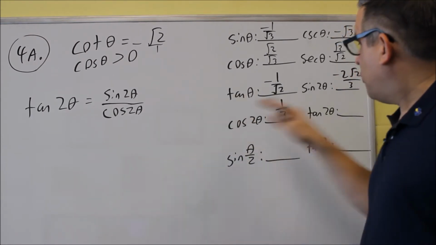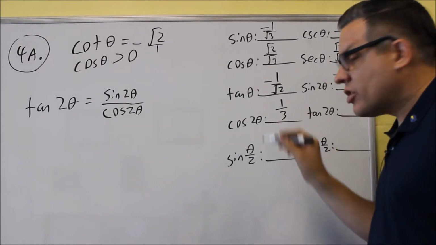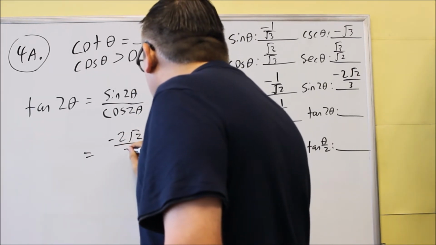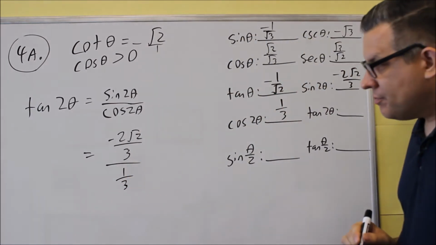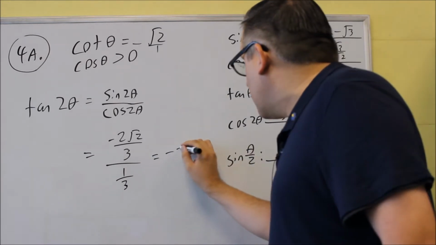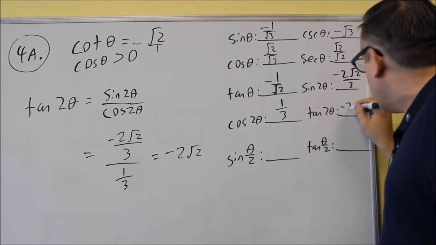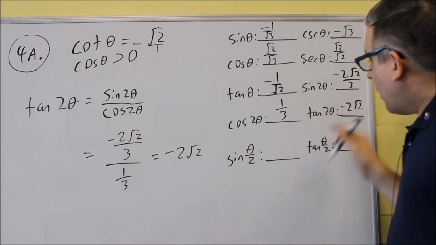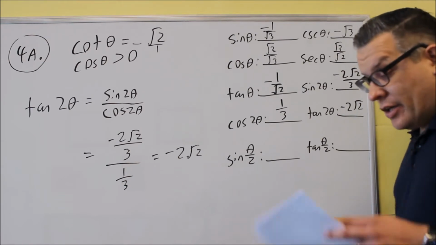Okay, so I'm going to just put both these answers in. I'll plug both of them in for sine 2 theta and cosine 2 theta. So if I put that in, it's going to be negative 2 radical 2 over 3. I'm dividing this by 1/3. If you flip and multiply, what will happen is the 3's are going to cancel out, and you're just going to get negative 2 radical 2 for your answer for tangent 2 theta. Negative 2 radical 2 we get for that one. So now we have those. We have all the double angles complete. Now we're ready to move on to the half angles there.